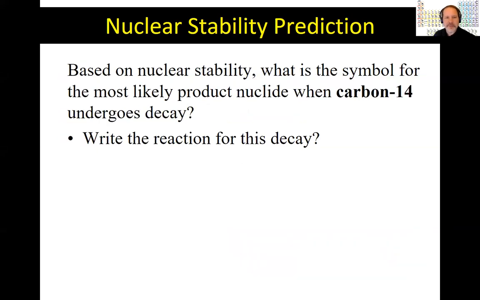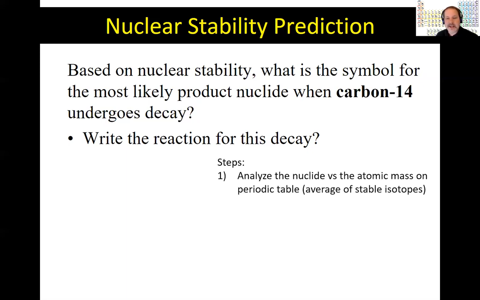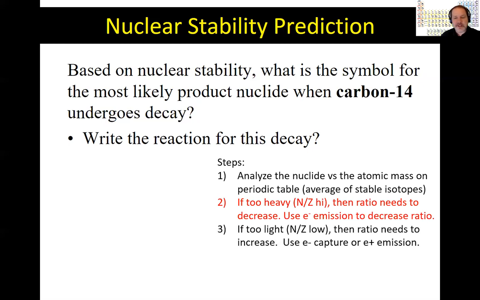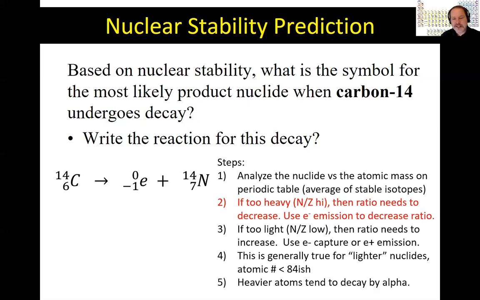So I think I had one more, and we'll end it on this one. Based on nuclear stability, what is the symbol for the most likely product nuclide when carbon-14 undergoes decay? Write a reaction for this. I look on the periodic table, and I see that carbon-14 is heavier than carbon-12, which is the atomic mass. That means if it's too heavy, then it'll need to undergo beta emission. So it's going to give off an electron and end up with nitrogen-14 as the answer.